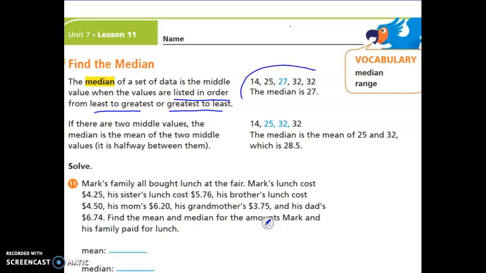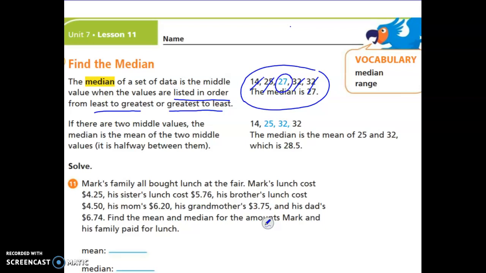So here's a set of data right here, and they already have the numbers in order for us. To find the middle, here's a really quick trick. They're in order, least to greatest. Cross off the low one and the high one, the low one and the high one, and the one left in the middle is your median.